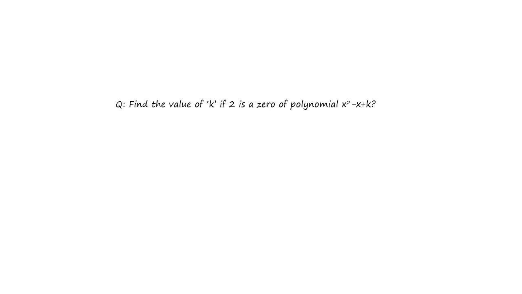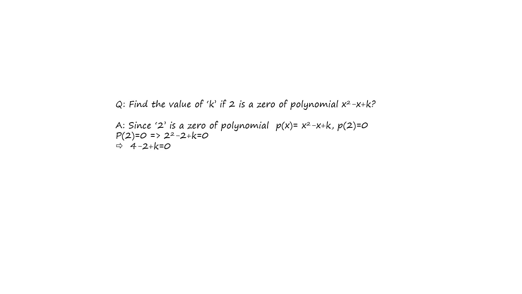But the value of k is unknown to us, so they are asking for the value of k. As I said, since 2 is the zero of the polynomial, we can write p of 2 is 0. So putting 2 in the place of x, we get 2 square minus 2 plus k equals 0, or 4 minus 2 plus k equals 0, or minus 2 plus k equals 0, or minus 2 equals minus k, or k equals 2. So for the value of k equals 2, 2 is a zero of the polynomial.